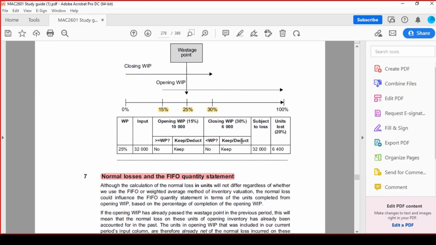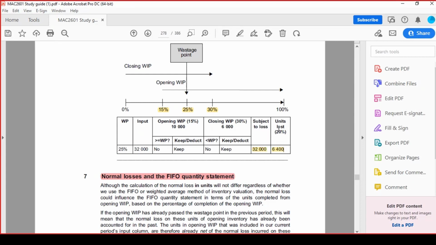Then closing WIP, was it before or after the wastage point? It was after, if you look at it. So we keep it. Closing WIP has its own reasons why we keep it. We're not deducting. It's another way around, so I'm not going to try to explain that one. But is it less than the wastage point? No, so you keep it. Now, as a result, it's 32.